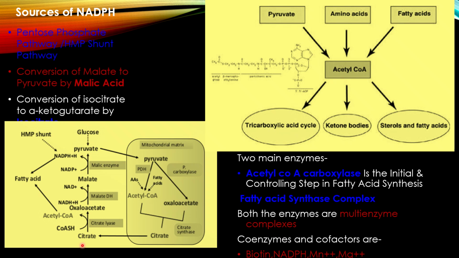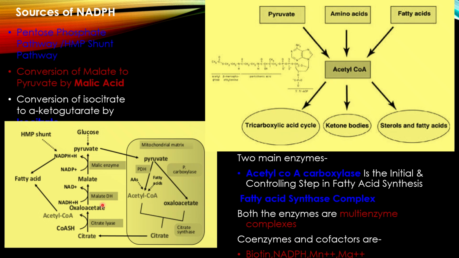In the cytosol, this citrate can be converted into oxaloacetate via the enzyme citrate lyase. Here coenzyme A is utilized and acetyl coenzyme A is regenerated. So this is how there is an indirect transfer of acetyl coenzyme A from the mitochondria to the cytosol via citrate. Citrate acts as a shuttle. So this acetyl coenzyme A is now available for synthesis of fatty acid.